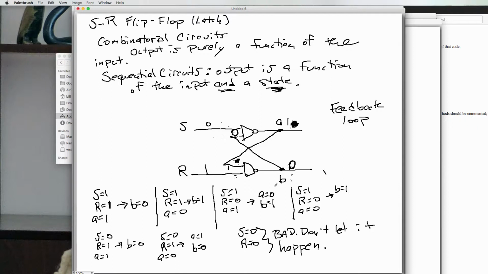But now let's go back here and take a look at what this all does here. It turns out, first of all, we define the state is the output of A.